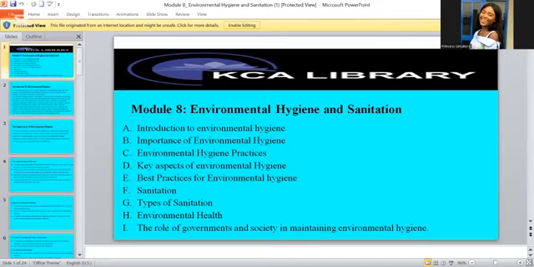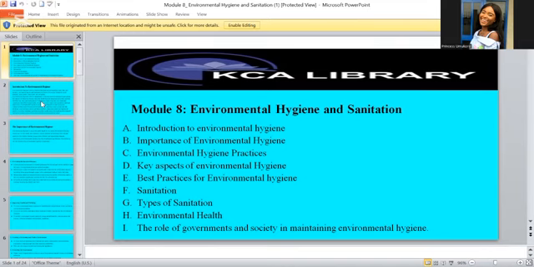This is Module 8, Environmental Hygiene and Sanitation. In this module, we're going to be looking at environmental hygiene, the importance of environmental hygiene practices, key aspects of environmental hygiene, best practices for environmental hygiene, sanitation, types of sanitation, environmental health, and the role of government and society in maintaining environmental hygiene.